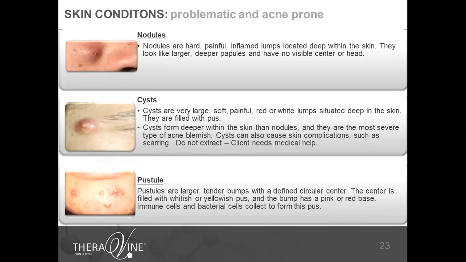Cysts can also cause skin complications like really, really severe scarring. It really leaves bad scarring. And we do not extract a cyst. They usually need to go to a dermatologist. So we don't steam and extract a cyst. We can really cause major, major damage on the skin.